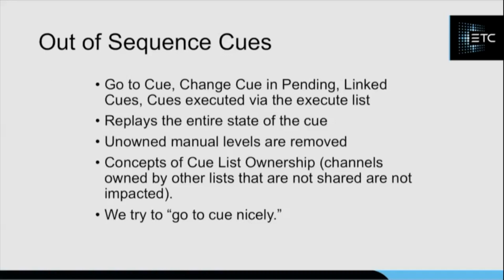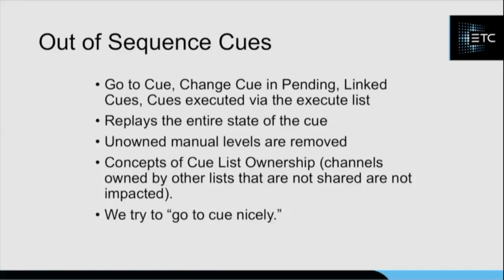We consider any of the following things to be out of sequence queues. A go to queue instruction, when you change a queue in pending either manually or because you've linked to a queue. Queues that are executed via the execute list are all considered out of sequence queues. Out of sequence queues have a different rule set than in sequence queues.